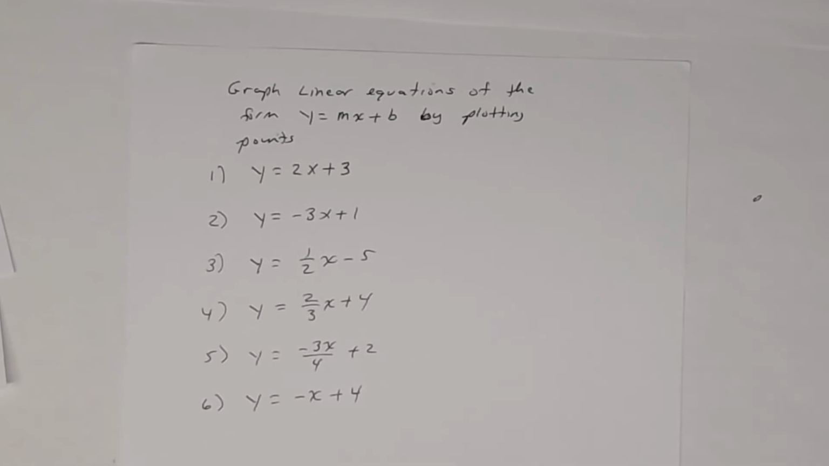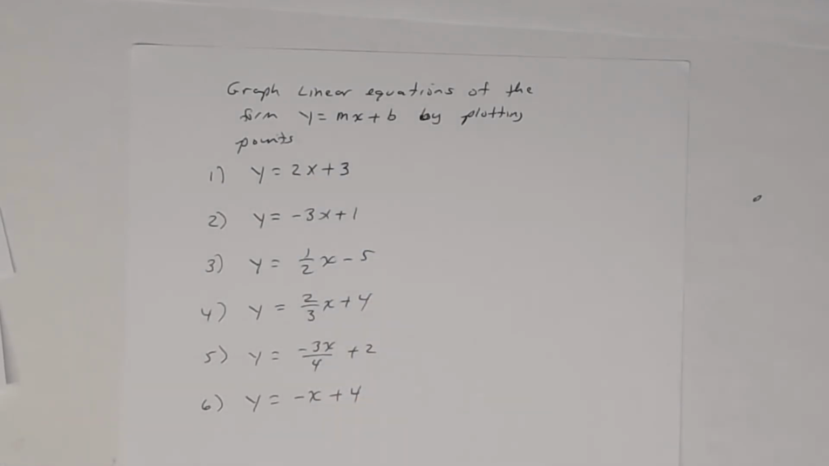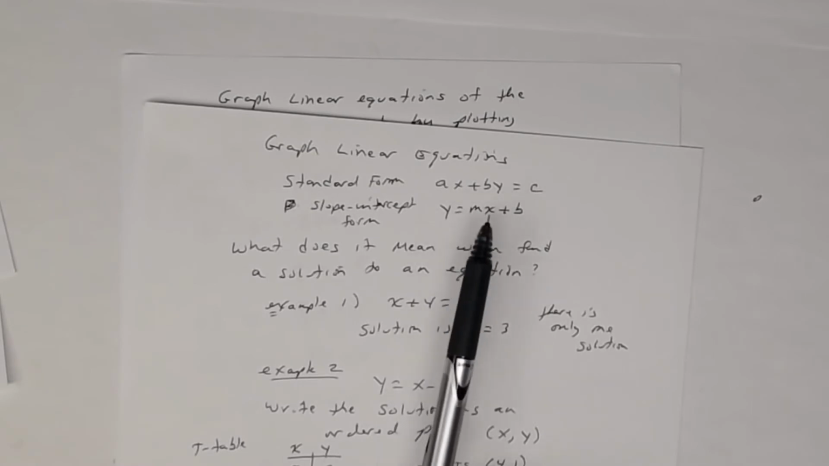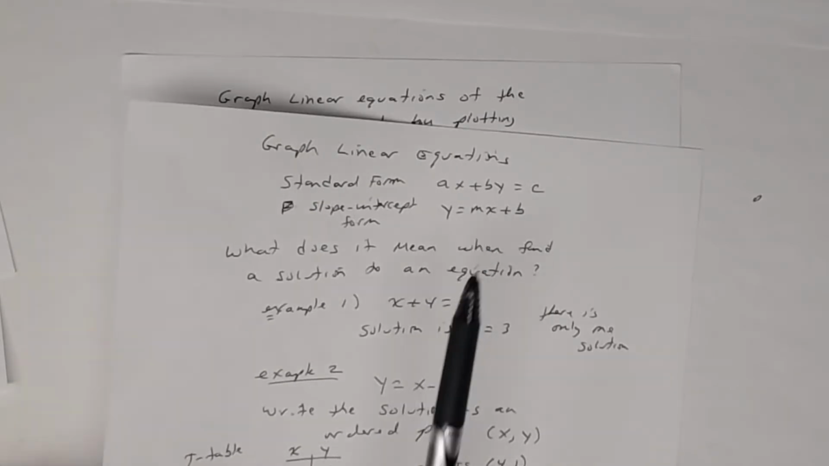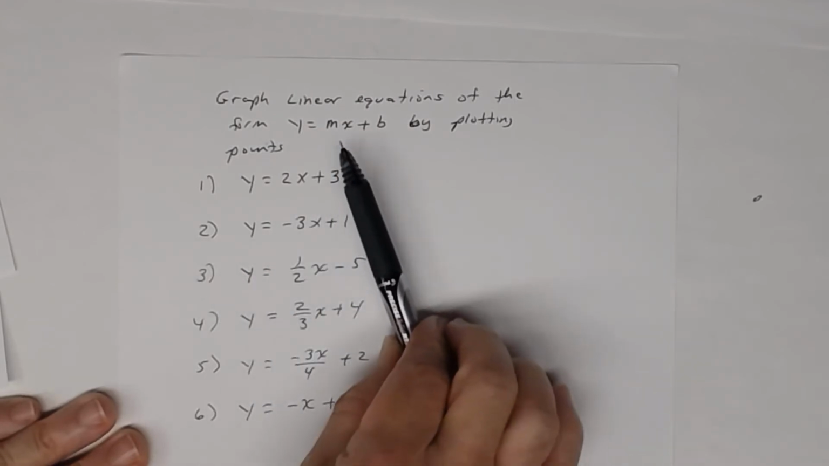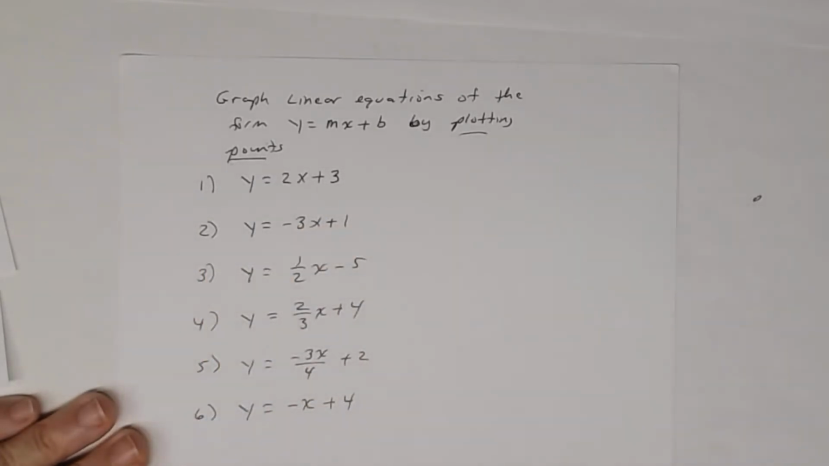Now I want to graph linear equations of this form right here. Remember at the beginning of our lesson, we indicated that there were two forms that we were going to look at. We're going to look at this form here, the one where y is by itself. That's always the easiest kind. Now, you must always follow directions. The purpose of this lesson is for you to graph these by plotting points. Don't do it any other way.